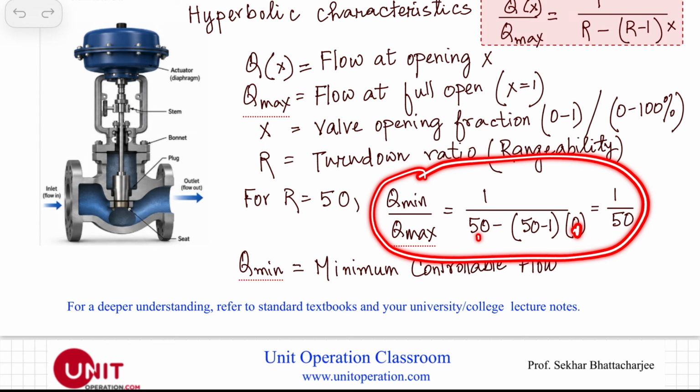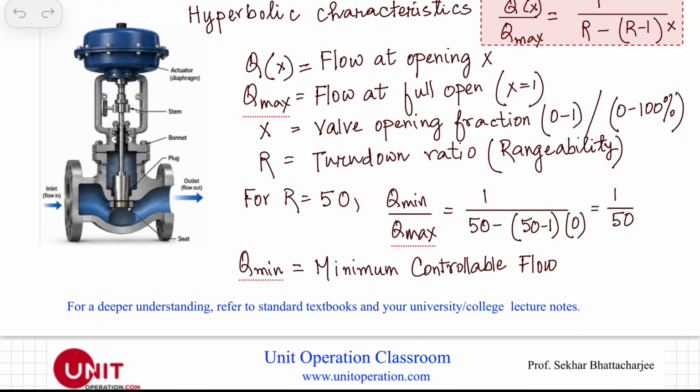Okay, so Q min over Q max is 1 over R, and R is given. At X equal to 0, this is Q min, so this is going to be equal to Q max over 50. So basically, that's what it is. Q max is 50 times Q min.